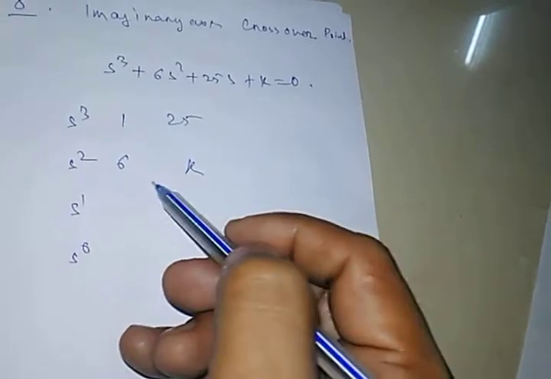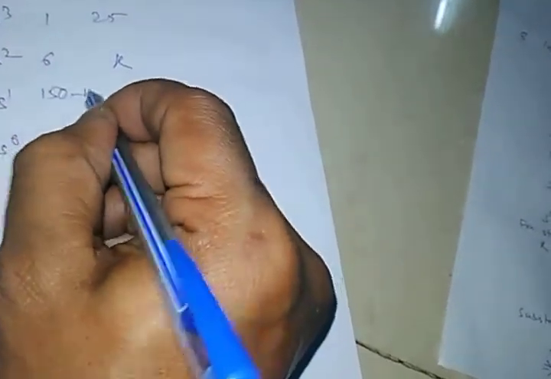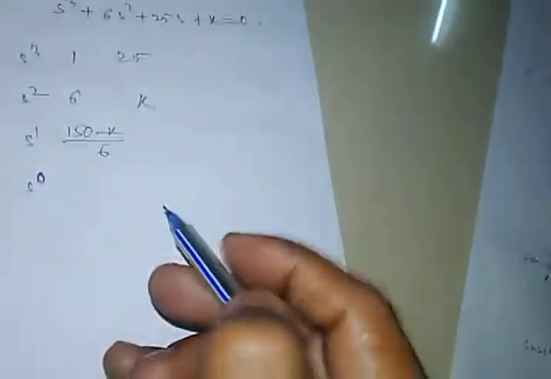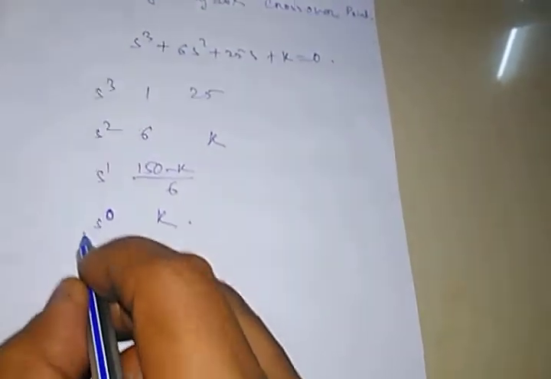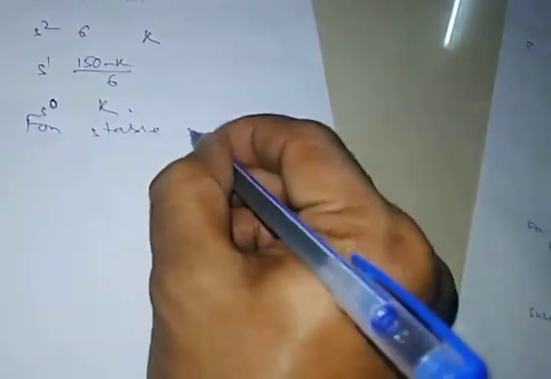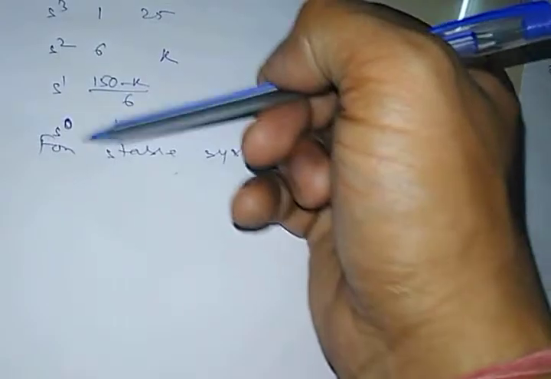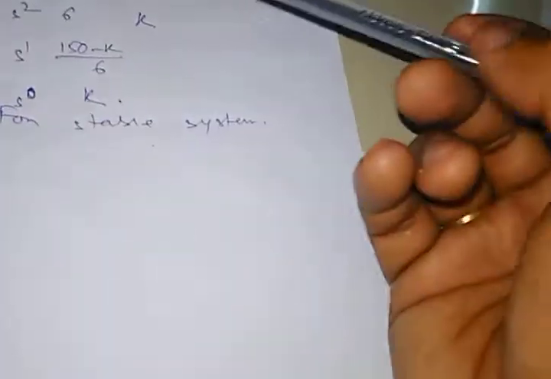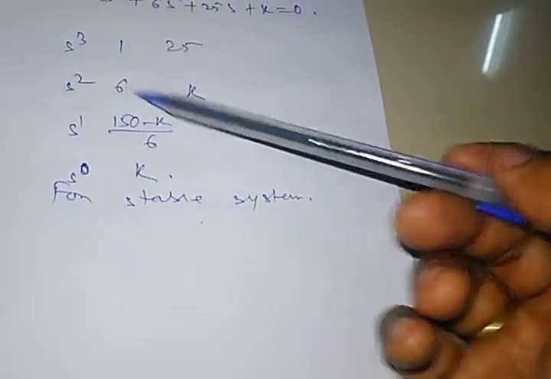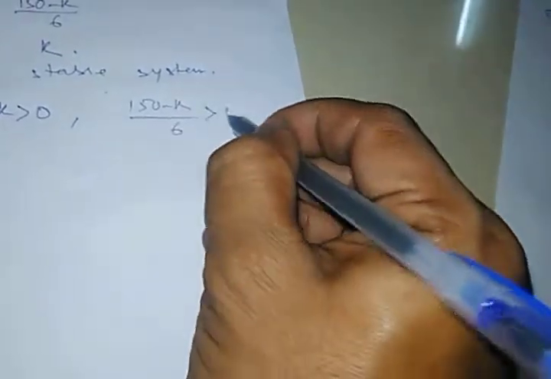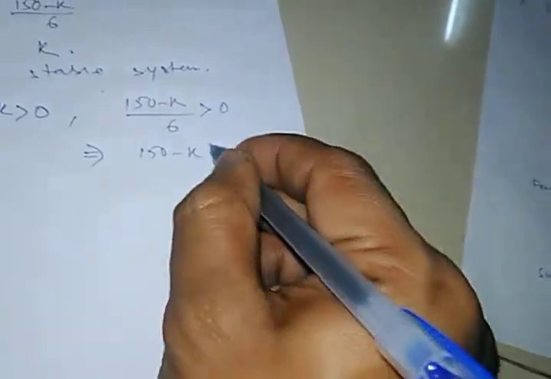The s1 row becomes (6 into 25 minus k) divided by 6, that is (150 minus k) by 6, and the s0 term becomes k. For a stable system, all the elements of the first column must be greater than 0, or of the same sign. Actually 1 and 6 are already positive, so these two must also be positive. That means k must be greater than 0, which is always true, and the second condition is that (150 minus k) by 6 must be greater than 0. This implies that 150 minus k must be greater than 0, which means k must be less than 150.